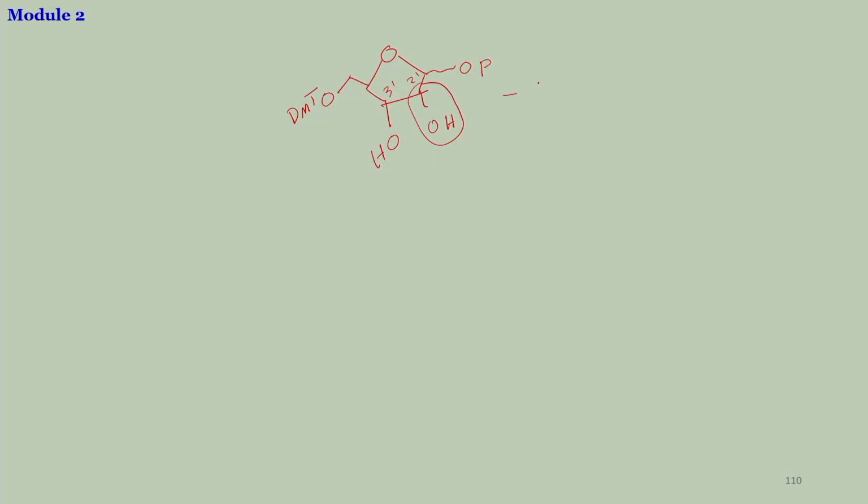So, our target is this: I am writing P1 for one kind of protection, and I am keeping DMT on. Our target is protecting this with P2 and keeping this free. That is our target molecule now. I will quickly go through it, and then we will discuss nucleic acid synthesis, the final part of this module. There are a few ways to do this.